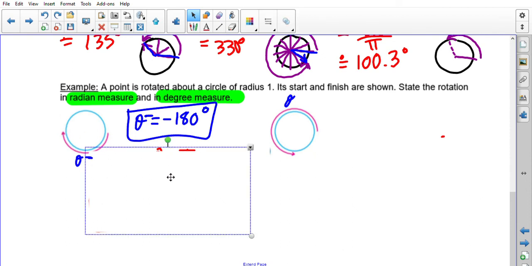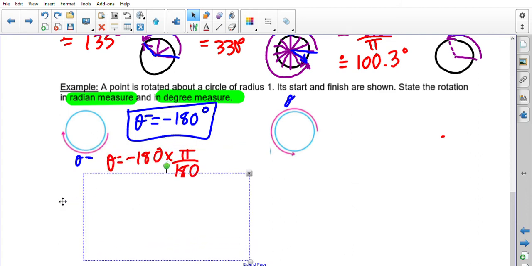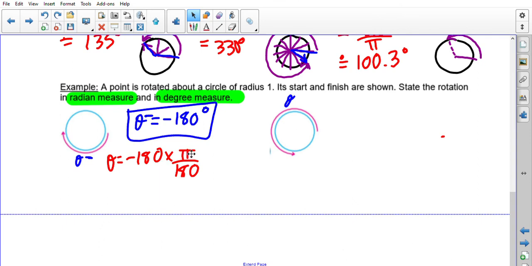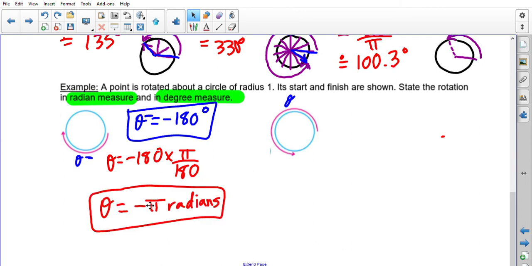So now we're going to state that in radian measure. That means we take the negative 180 and we multiply it by pi over 180. The 180s are going to cancel out, and we are going to be left with negative pi radians. If I had asked you for the positive version of this angle, that would mean you would be going from here in the counterclockwise direction, and the positive version of this would be positive 180 and obviously just pi radians.